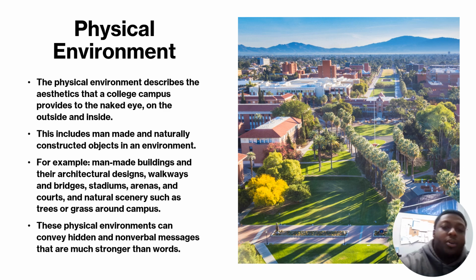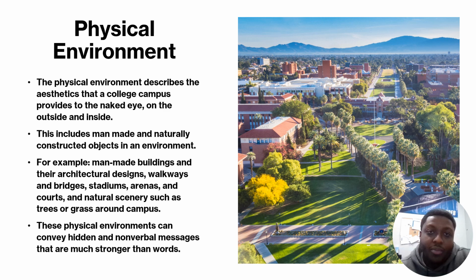Okay, so first I'm going to talk about the physical environment. The physical environment describes the aesthetics that a college campus provides to the naked eye, on the outside and the inside as well. So this includes man-made and naturally constructed objects in the environment. For example, man-made buildings and their architectural design, like the dorms, the cafeterias, and the different buildings that students go to take their classes in. And then you have the different walkways and bridges around campus, and the athletic stadiums, arenas, courts, and just the natural scenery such as the trees or grass around the campus.